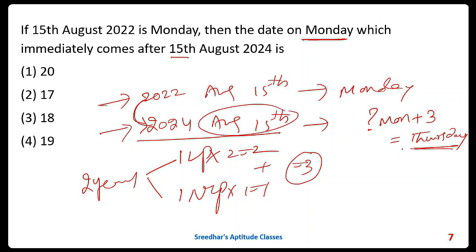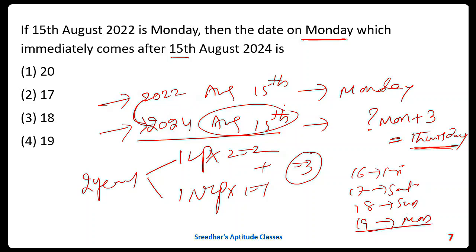If August 15th is Thursday, then after how many days will you get Monday immediately after 15th August? 16th August is going to be Friday, 17th August is Saturday, 18th August is Sunday, 19th August is going to be Monday. So after 15th August, the next Monday is on 19th of August. So the answer is option 4. It's not 18, it is 19. Right? If any of you have a question, let me know. Otherwise, we'll move to the next question.